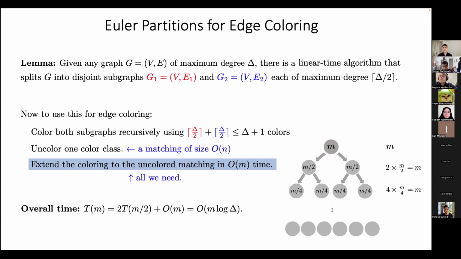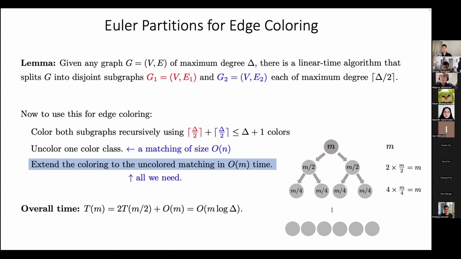So essentially what this means is that we can focus only on coloring the very last few uncolored edges in the graph. We can assume that the uncolored edges, A, form a matching, so they're vertex disjoint from each other, and there's only big O of n of them. And if we can extend the coloring to just this matching of uncolored edges in near linear time, then we're done. We get an algorithm that runs in near linear time by just using the divide and conquer approach that follows from using Eulerian partitions.